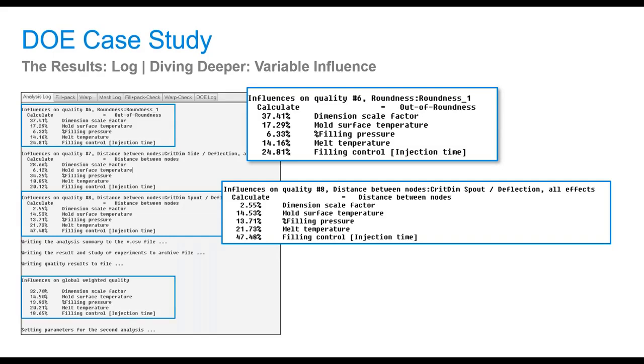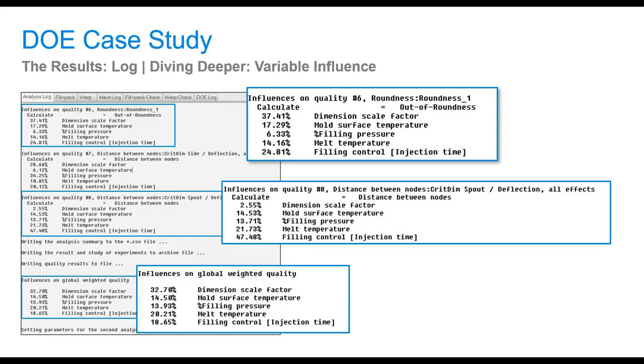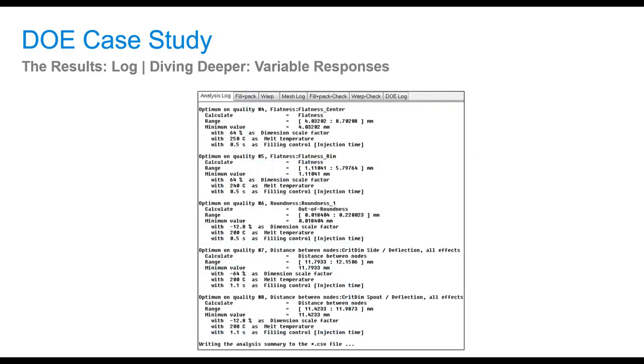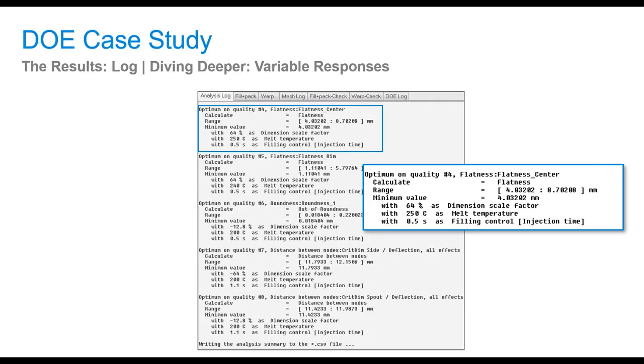And then lastly, the global weights are tied into the variable responses analysis. And in this case, the dimension scale factor, melt temperature, and filling control are the highest impactors and have the greatest influence. Again, earlier on in the DOE builder, we set the highest influences to 3 when we set up the DOE. So when we interpret the variable response information, for optimum quality on flatness, these are the process settings you would use.